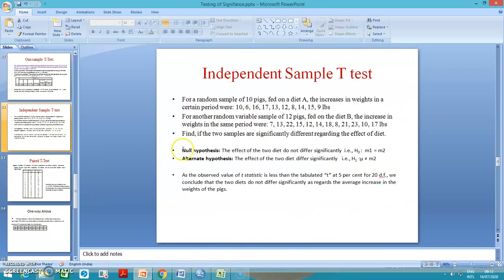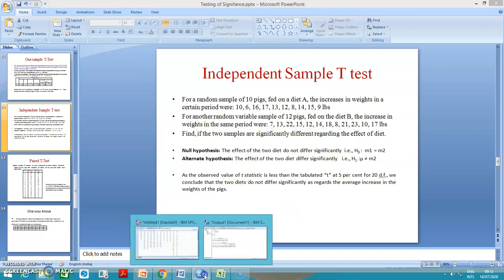And the next one is the independent sample t-test. For a random sample of 10 pigs fed on the diet, the increase in the weights after a certain period is recorded. Here we ask whether the diet has differed significantly or not. The null hypothesis is that the effect of the two diets does not differ significantly, and the alternative is that the effect of the two diets differs significantly in their weights. So we need to see.